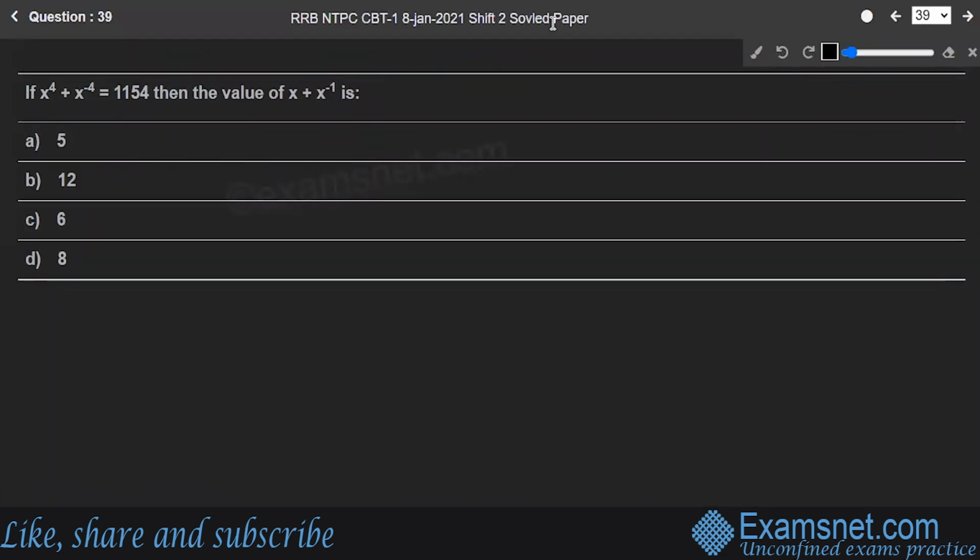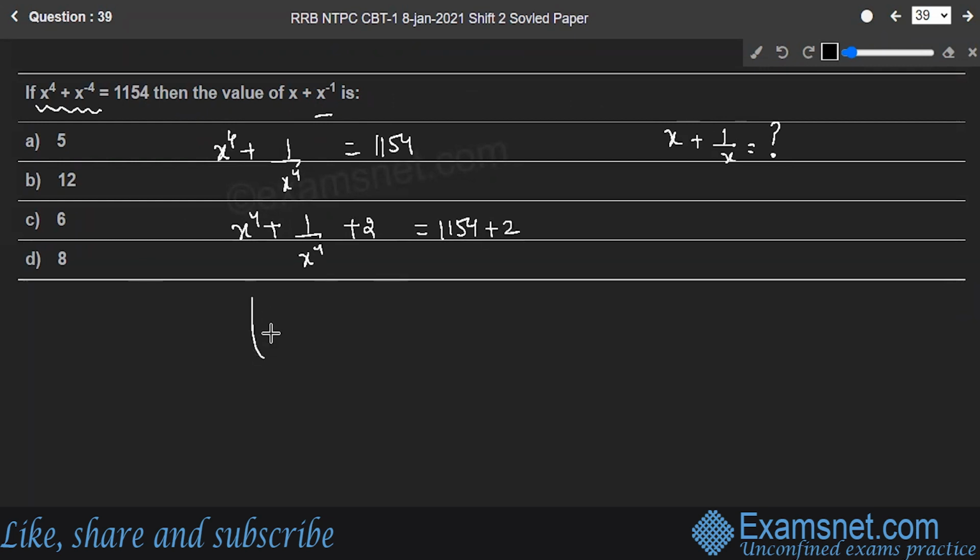Question number 39 says, if x raised to power 4 plus x raised to power minus 4 is equal to 1154, you have to find out the value of x plus x inverse, which is x plus 1 upon x. Right? Let's add 2 on both the sides. So you will have x^2 plus 1 upon x^2 whole square is equal to 1156.